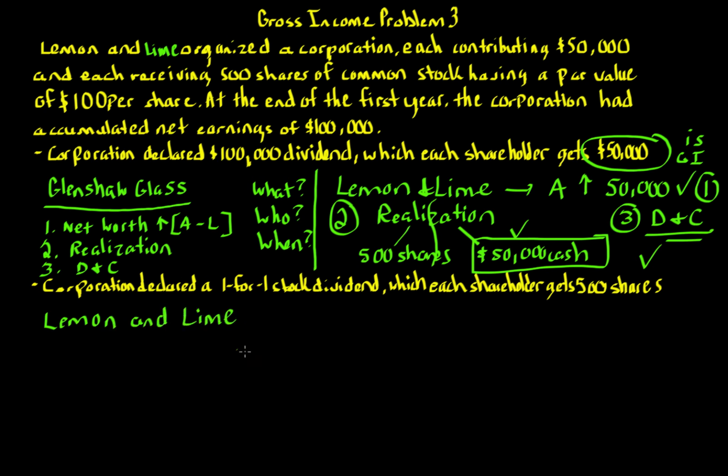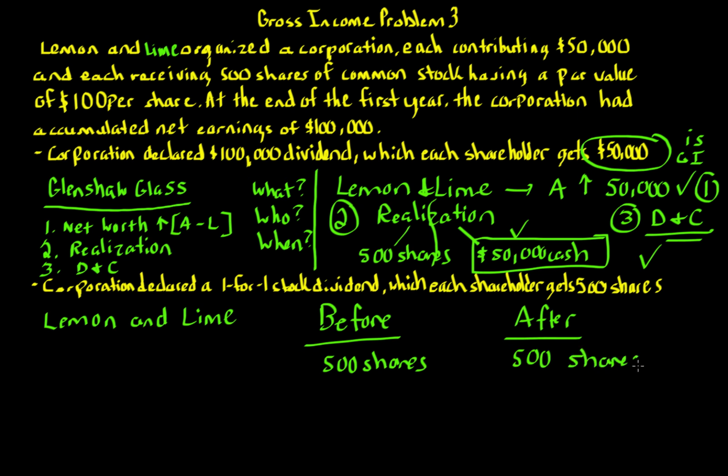We're looking at each of them for their individual tax returns, but they both get 500 shares. We're looking specifically at when they get the 500 shares. So what we're saying here is, before, they had just 500 shares. After, they have the same 500 shares, but they also have a new set of 500 shares as well. A new 500 shares.